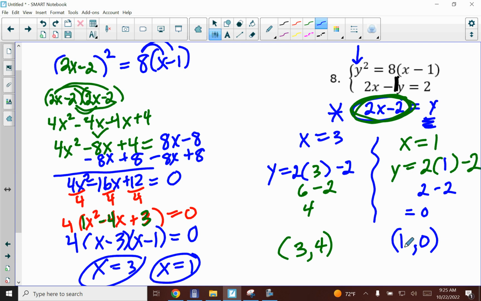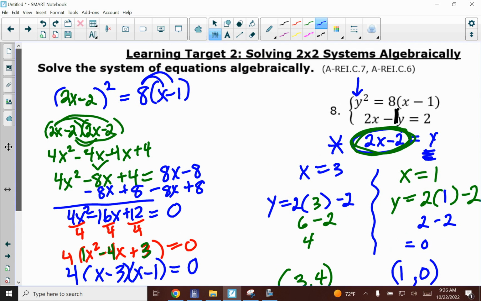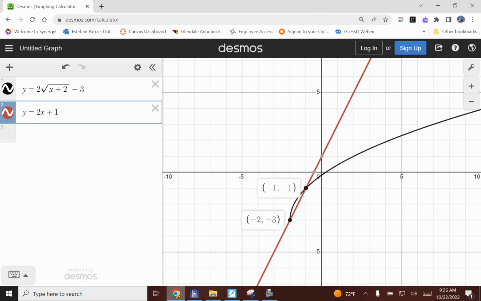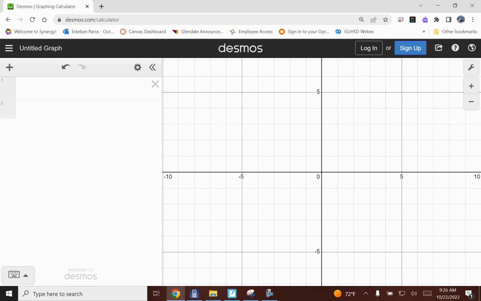And again, there's more than one way to do these problems. This was how you do it by hand. If I really wanted to, I could avoid all of that and just go into Desmos and type it in. So I'm going to show you real quick how to type this in.